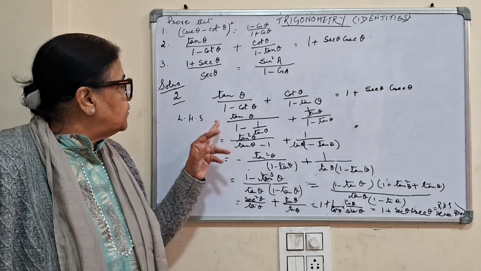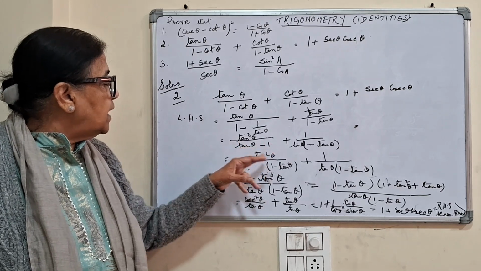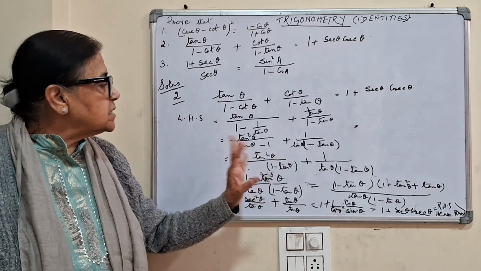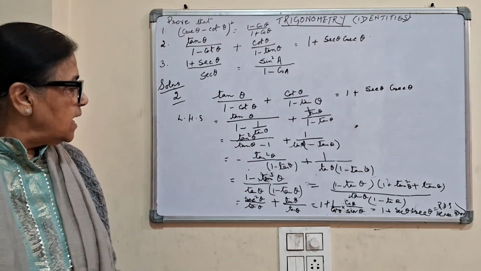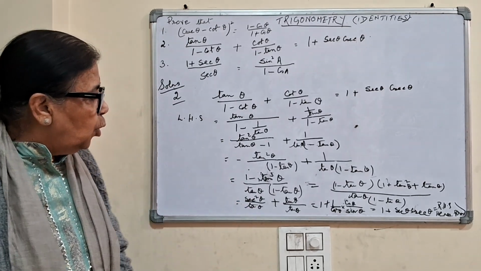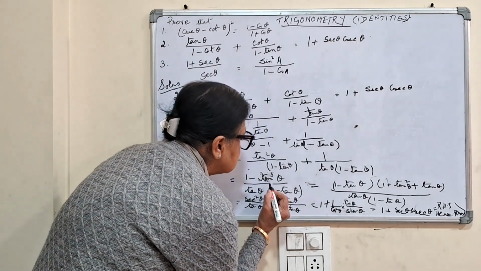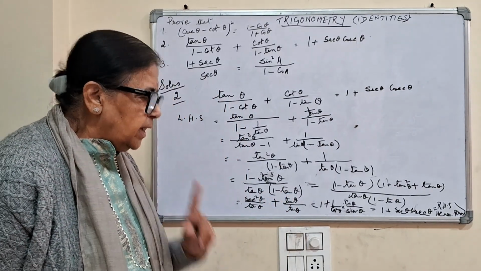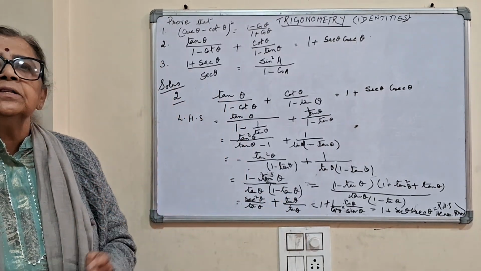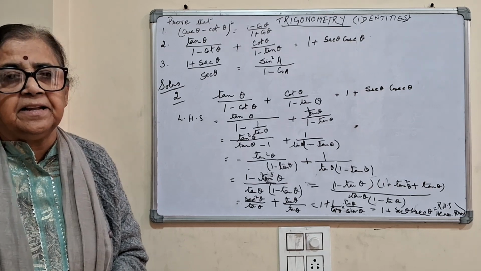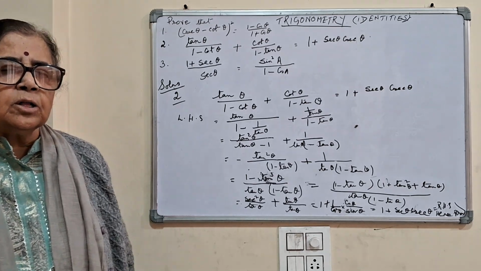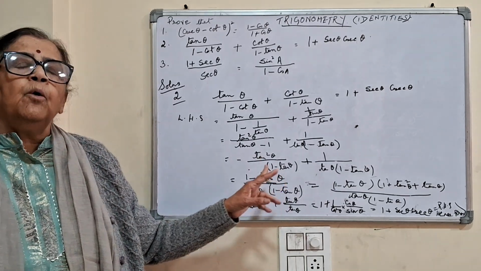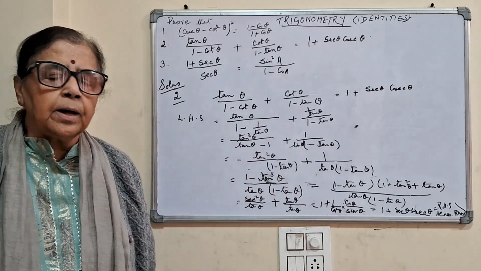See, the LCM I have taken: this is tan theta minus 1, I have taken the common minus. I have taken minus 1 minus tan theta plus tan theta. So please note the sum. You have to be very careful about the signs and the identities. Identities also, this is the a cube minus b cube formula also. Okay.